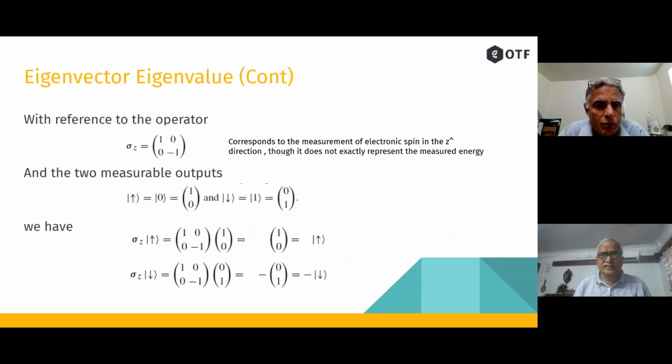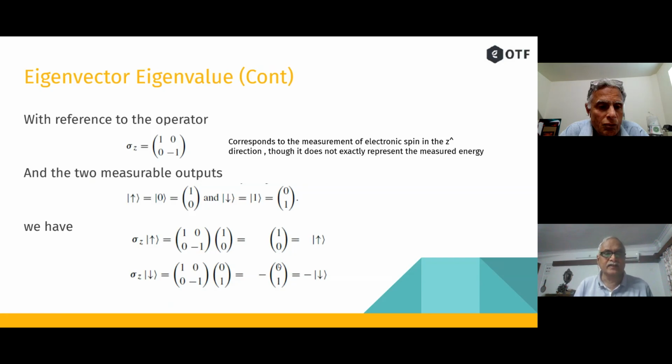Just continuing with what we said, I have this operator, sigma z, denoted by 1 0 0 -1, which corresponds to the measurement of electronic spin along the z-axis. Understand, this is once again a probabilistic aspect of measurement of this electronic spin along the z-axis. I'm now trying to measure the two outputs. What are the two outputs? Ket 0 and ket 1. If I operate on this, the same math which we did earlier tells me that these are basically my eigenvalues and eigenvectors.